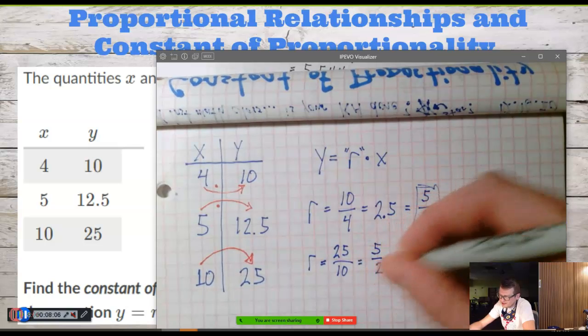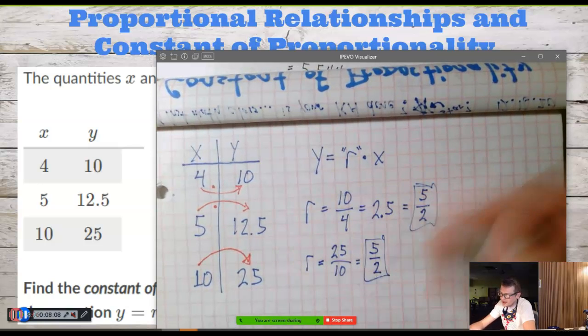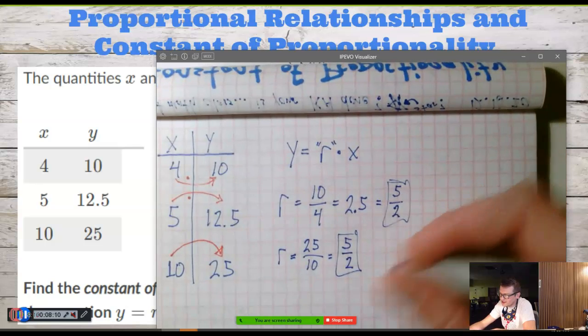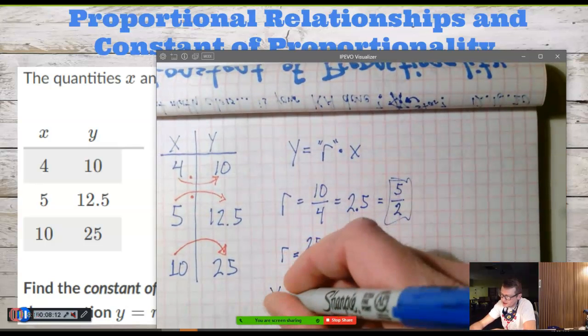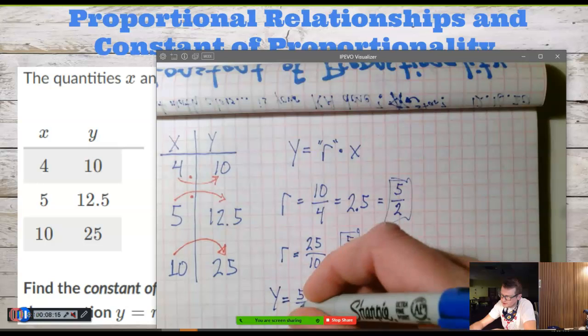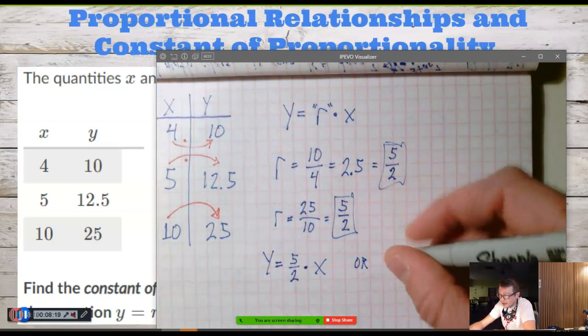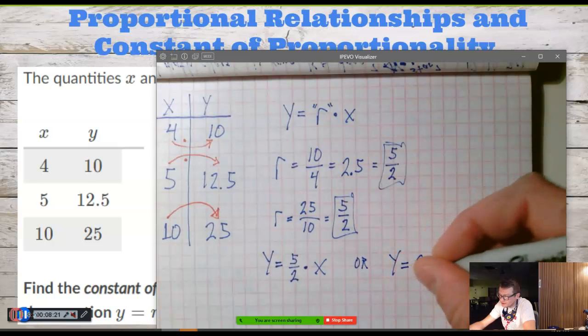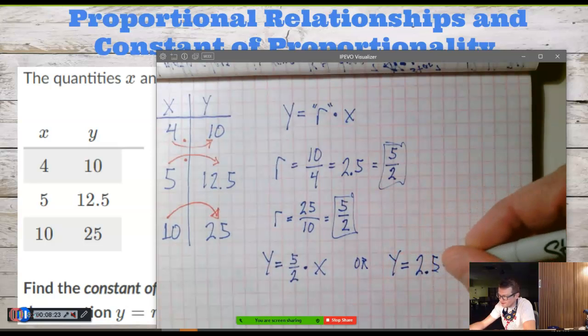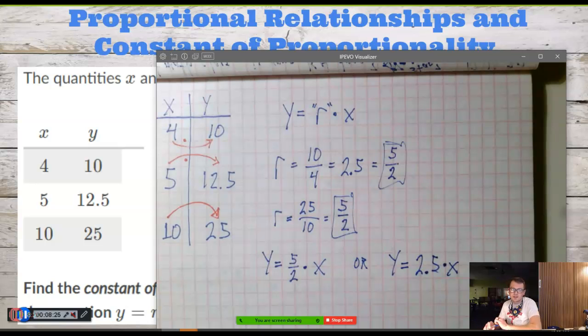So if we set up this division, we also get 5 over 2. Any of those divisions, we get 5 over 2. So we would say our equation then is y equals 5 over 2 times x, or you're absolutely allowed to use the decimal and say y equals 2.5 times x. I just don't like decimals as much.